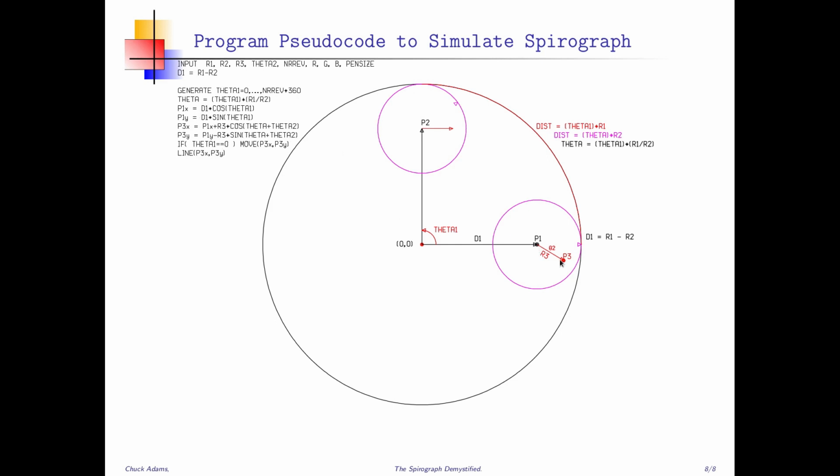To find out where the pin is, it's equal to P1, the position, plus R3, the distance from the center, and it's rotated by angle theta, which I calculate here. But it was already offset by theta 2, so the total rotational angle is theta plus theta 2. So now I have the point where the pin is, at point P3. So I'll calculate P3 for X and Y.